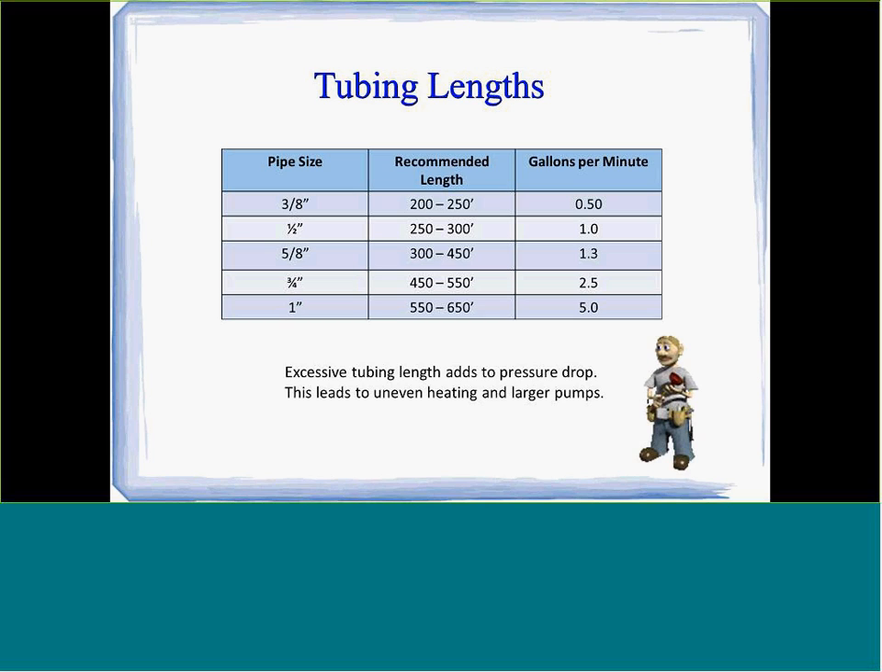There are also some recommended gallon per minute through tubing at those lengths, and at a 20-degree temperature drop, 1 GPM is going to give you 10,000 BTU. So if we go 300 foot with half-inch tubing, 1 gallon per minute, that loop would give you 10,000 BTU theoretically.